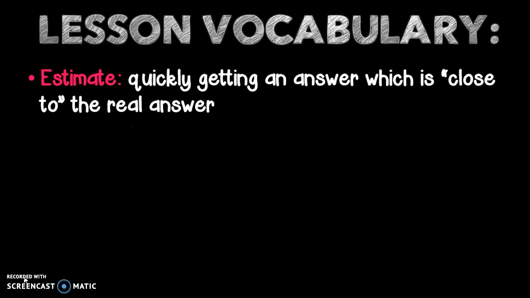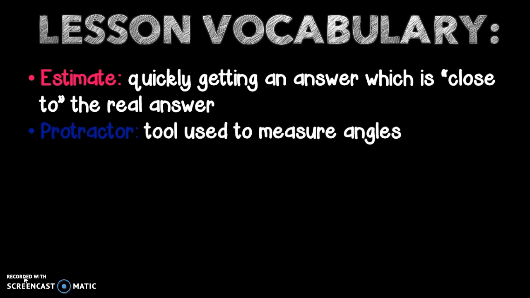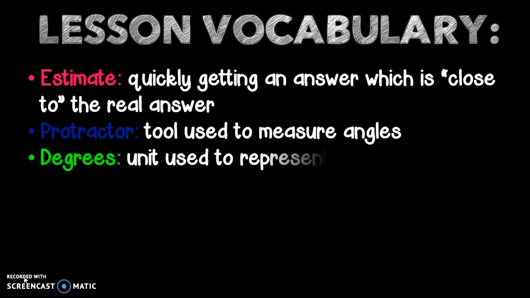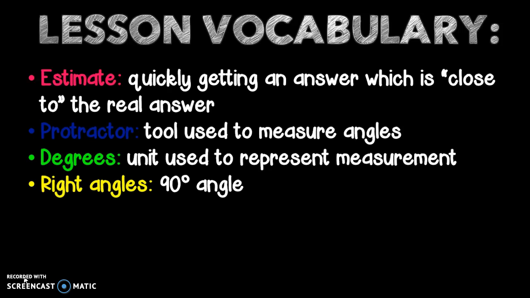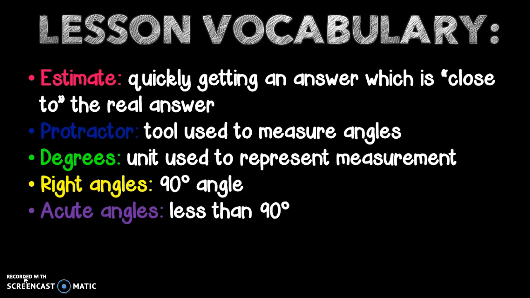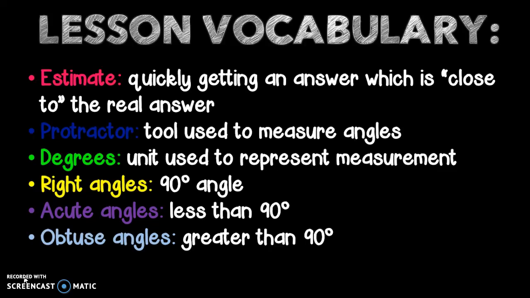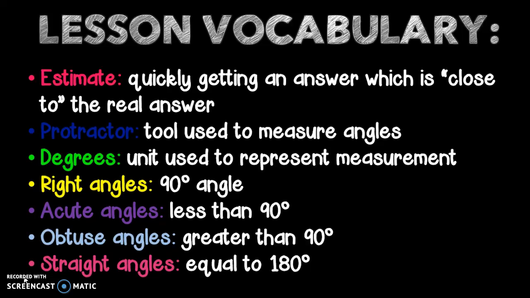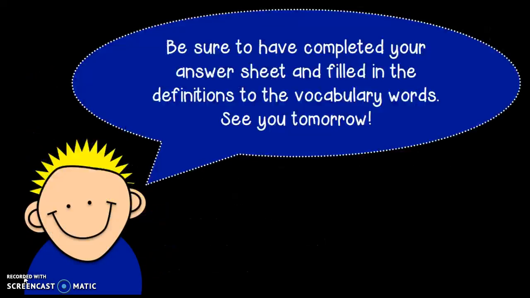Estimate, quickly getting an answer which is close to the real answer. Protractor, tool used to measure angles. Degrees, unit used to represent measurement. Right angles, a 90-degree angle. Acute angles, less than 90 degrees. Obtuse angles are greater than 90 degrees. And straight angles are equal to 180 degrees.